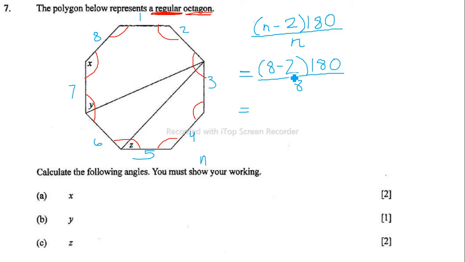And what is 8 minus 2? 6. Very good. Remember, then times 180. And what is 6 times 180? 1080.